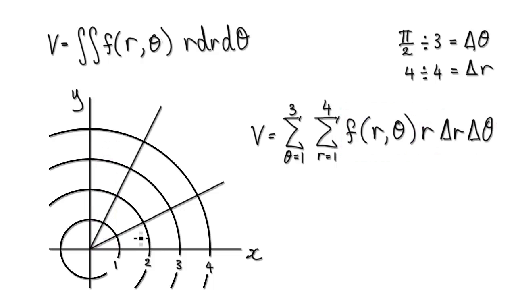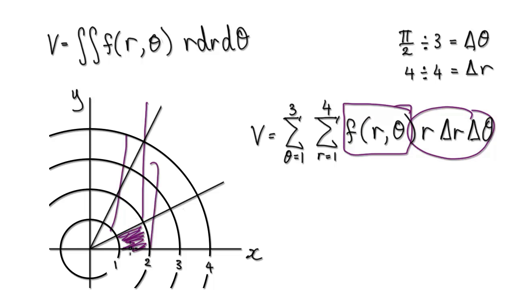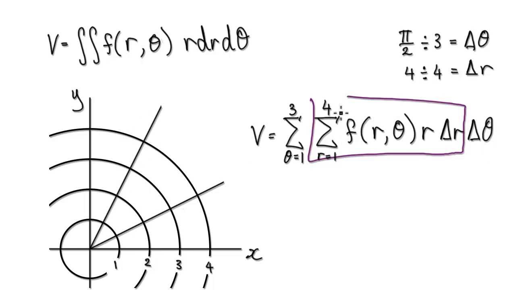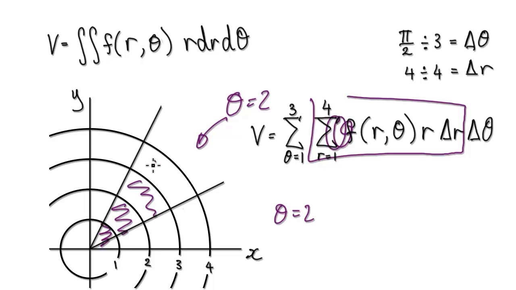And then you jump to the second one. So work out this area here, and then times it by the height of the surface. That will give you another volume. So you're summing up all the volumes. When theta equals 2, this thing loops around 4 times. Theta equals 2 is here, which was where we were earlier, and then loop around 4 times: 1, 2, 3, 4.